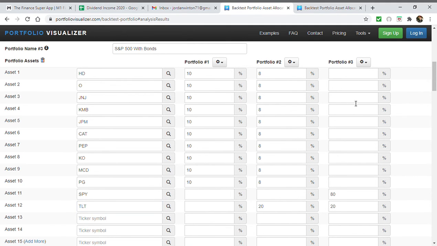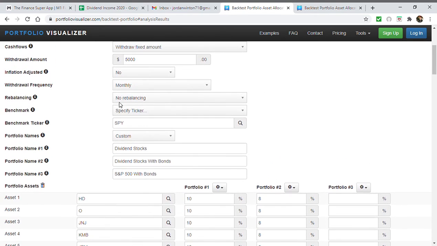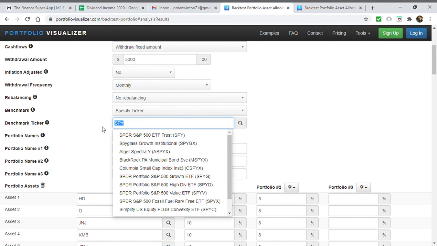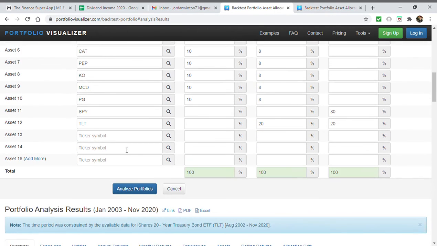And in the third example, I did 80% S&P 500, no dividend stock, just a traditional S&P, with 20% of it being in TLT, the long-term Treasury bonds. And then I also put a specified ticker for the benchmark, just the S&P 500 by itself. And let's go ahead and calculate this.